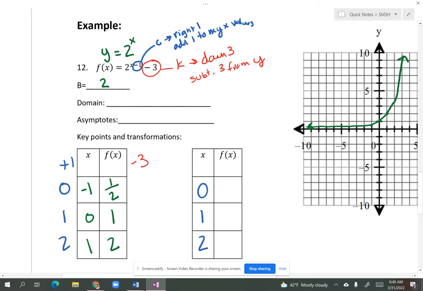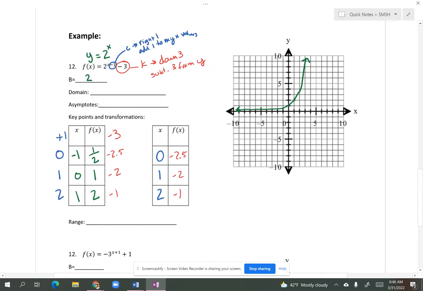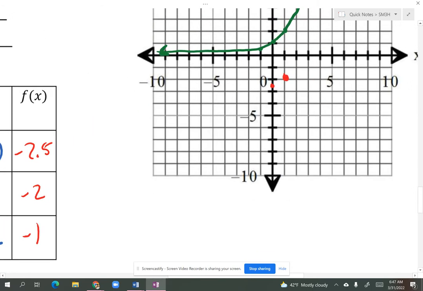Okay? And it's okay if you have decimals. I don't care if it's decimals or fractions, but when we subtract 3, we get -2/2, -2, and then -1. So -2/2, -2, -1. So now I'm going to graph my new function. I'll just graph it in red. So first point is 0, -2/2. That's right here. Next point is 1, -2. That's right here. I could fix that guy. And then the last point was 2, -1.